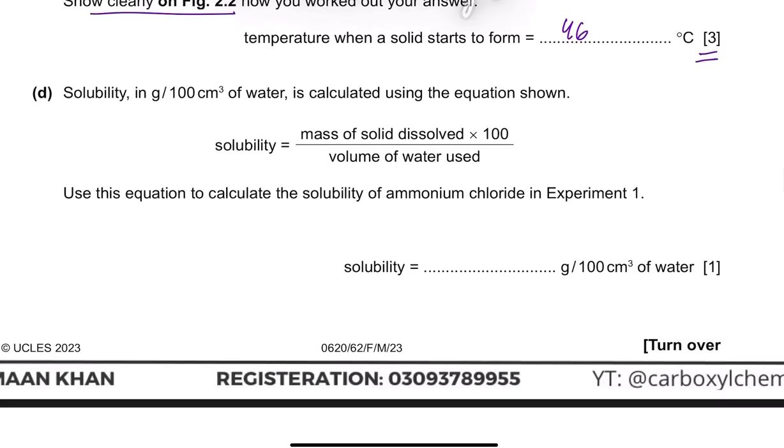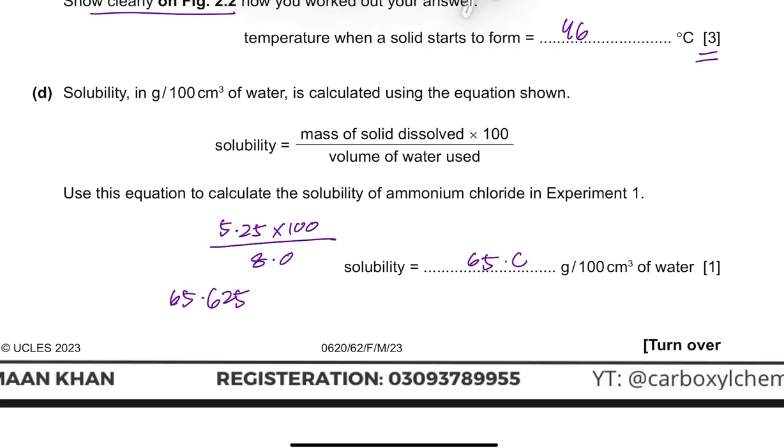Now, the solubility in grams per 100 centimeter cube of water is calculated. You're literally given the formula. They're saying use this equation to calculate the solubility of ammonium chloride in experiment 1. So for experiment 1, the mass of solid is 5.25, times 100, and the volume of water used was 8.0. You end up with 65.625. You could round it off to 3 significant figures, or maybe 4 significant figures, it's your choice. I round it off to 65.6.